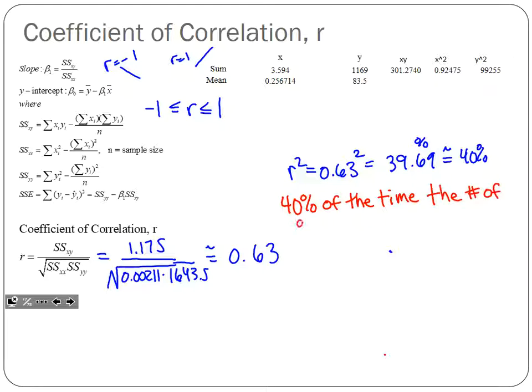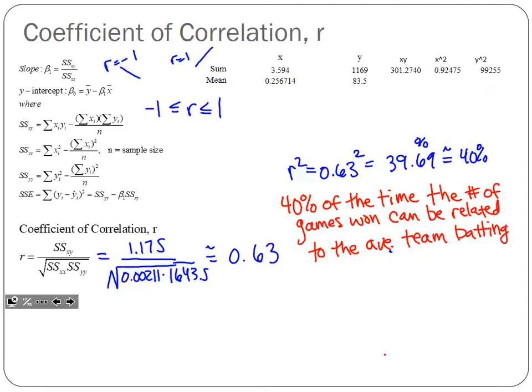the number of games won can be related to the average team batting average. 40% of the time, the number of games won can be related to the average team batting average, which conversely means 60% it cannot.